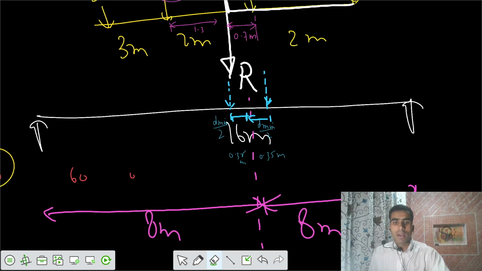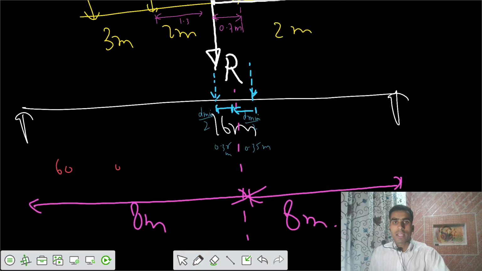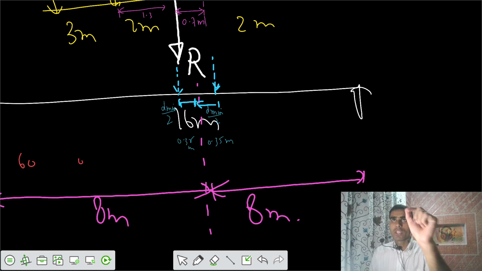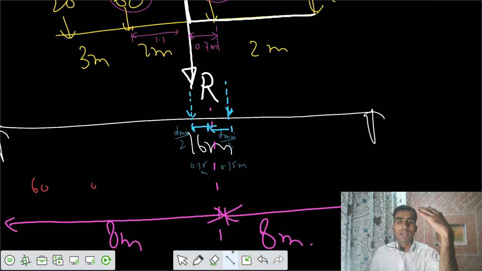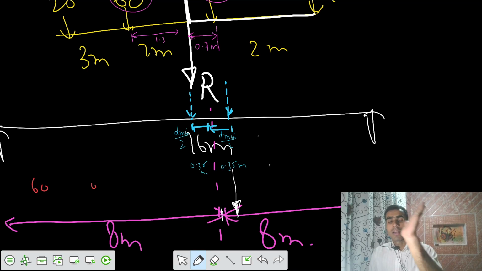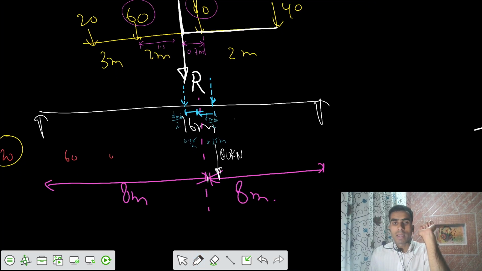Now, what should be the critical section? The critical section should be such that at that location the critical load should be placed there. What is the location of that critical load? That is what you can call A dash from the support A. So your critical load is acting at this point, that is 0.35 meter to the right side of the center of the beam. That's your critical load of 80 kilonewton, and the other loads can be placed in the same fashion.